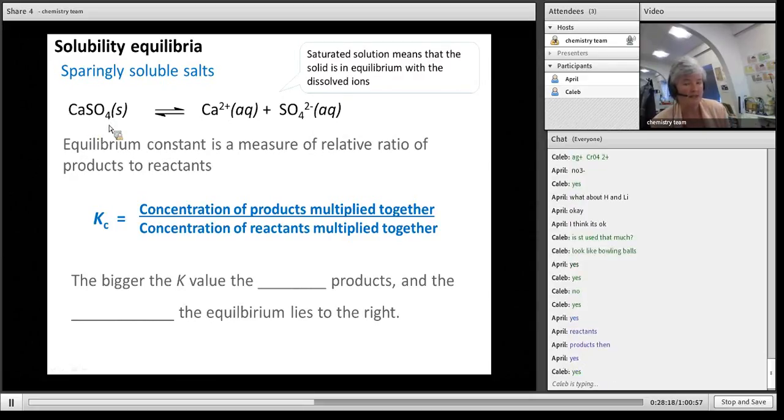Does that make sense? Yep, so it's just like a fraction, 2 over 1 or 1 over 2. So if I've got 2 of this and only 1 of that, then I'm going to have a smaller K value, because it'll be like 1 over 2. If I had it the other way, where it's 2 of this and only 1 of that, it's 2 over 1, so K is bigger. So I'm going to have more products for a bigger K value, and the equilibrium is going to lie more to the right. Okay, yes, it can be confusing.